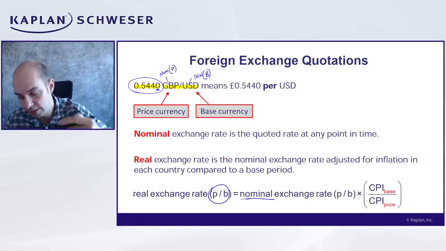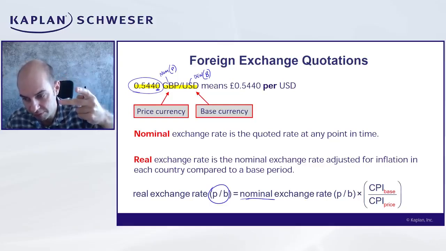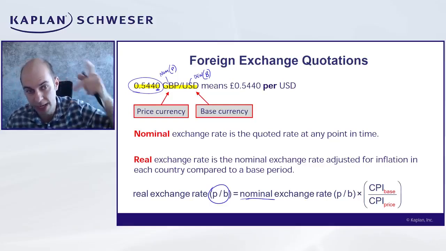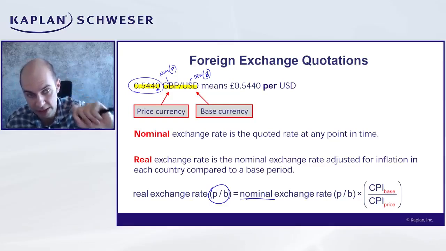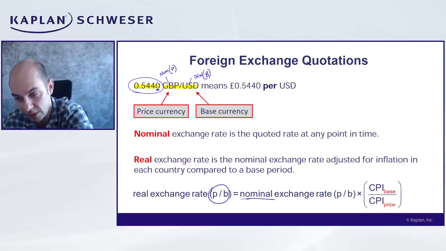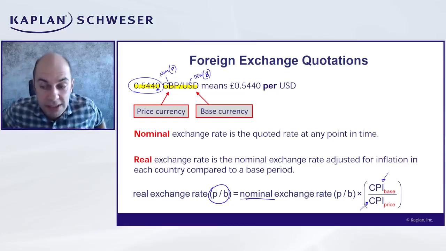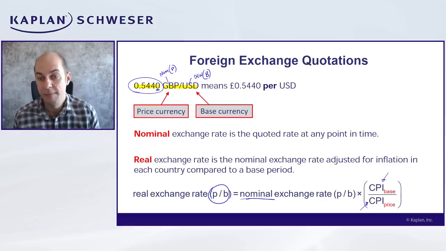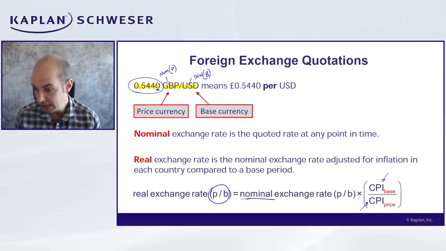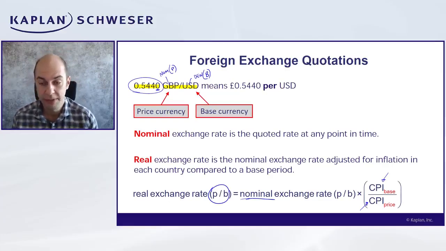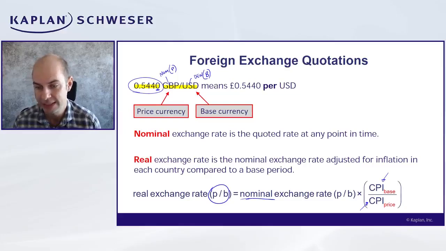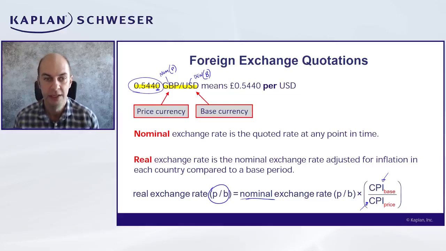The only thing you've got to remember here is that the CPIs are reciprocated. The CPI for the base currency, i.e. the one that's in the denominator for the exchange rate, is now in the numerator. The CPI for the numerator currency is now in the denominator. Now you might be thinking, why is that happening? Well, that's happening because we want to strip away the impact from inflation. By reciprocating the CPIs, we're canceling out the inflation impact that is contained within the nominal exchange rate.